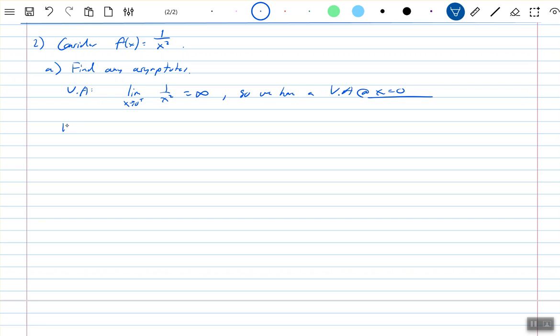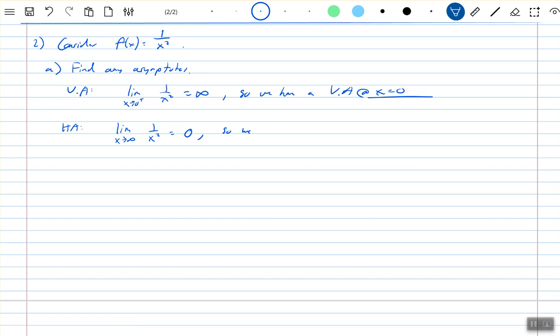Now how about a horizontal asymptote? To do that, evaluate the limit as x approaches infinity of 1 over x squared. This is kind of the inverse of the previous part. Now we're punching arbitrarily large numbers into this fraction. And what happens when the denominator is getting arbitrarily big? Then the whole thing is going to get arbitrarily small. Hence, this limit is equal to 0.